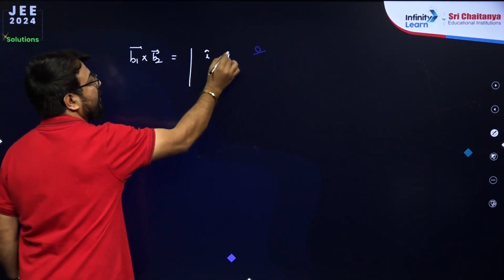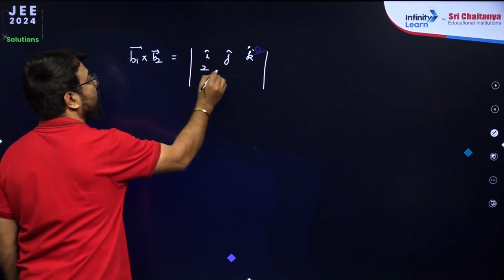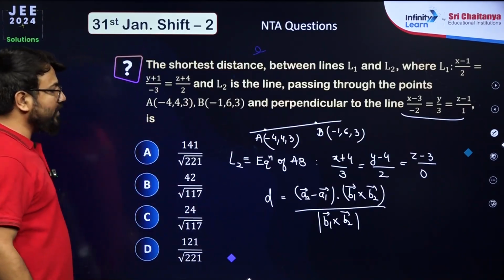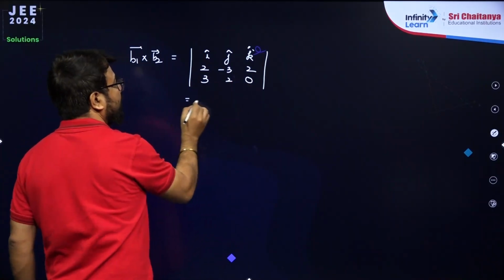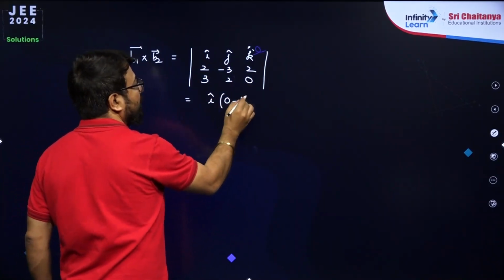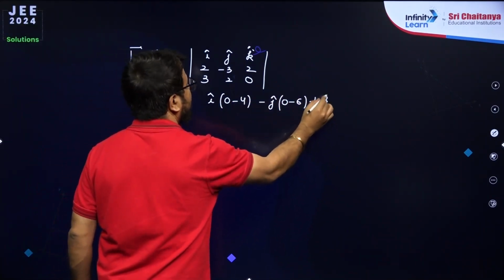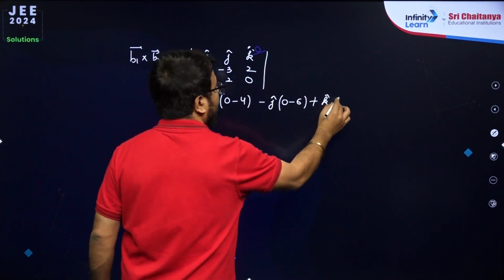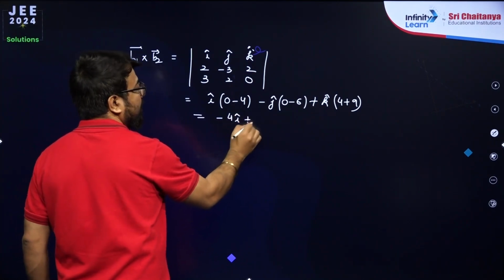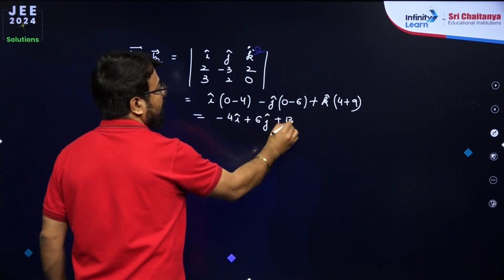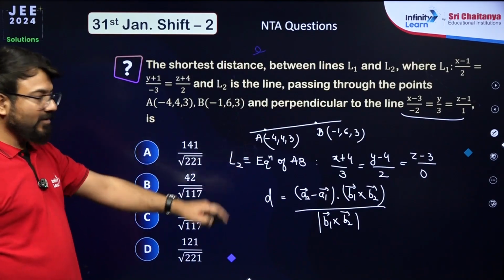So it is i j k, and here it is 2, minus 3, 2. And B2 has already been determined: 3, 2, 0. So let us open this up. It will be 0 minus 4, then minus j cap times 0 minus 6, plus k cap times 4 plus 9. So this becomes minus 4i plus 6j and then plus 13k. This is the value for B1 cross B2. I will be placing the value of B1 cross B2 over here.